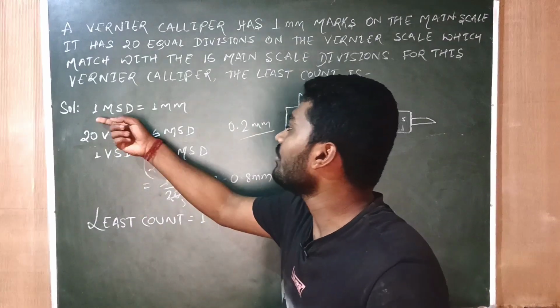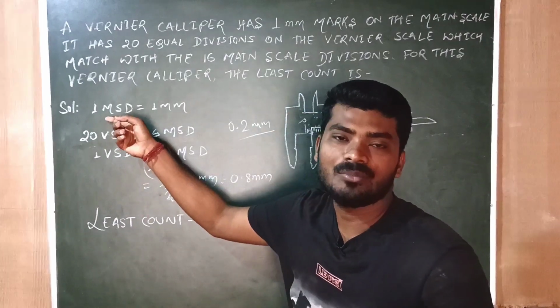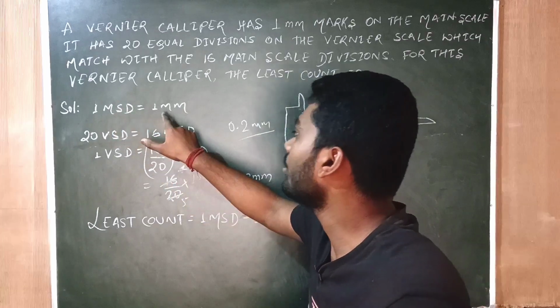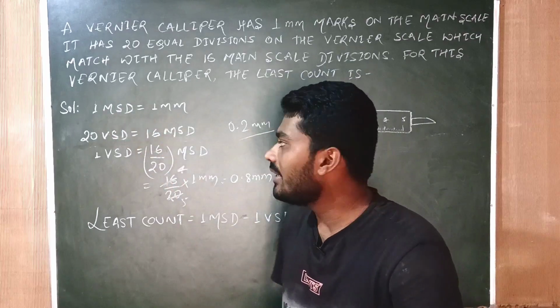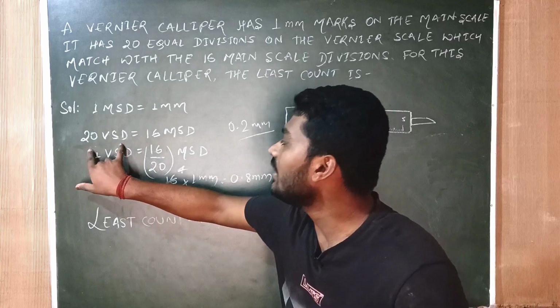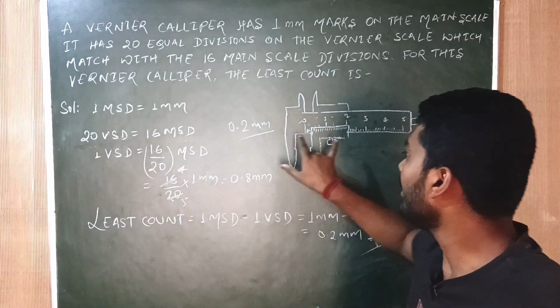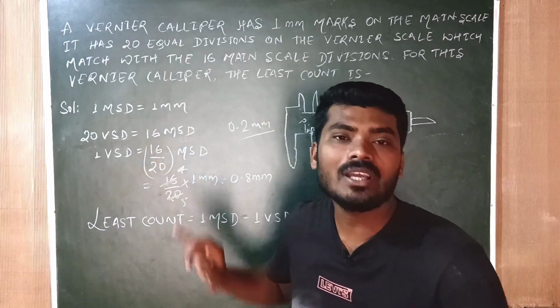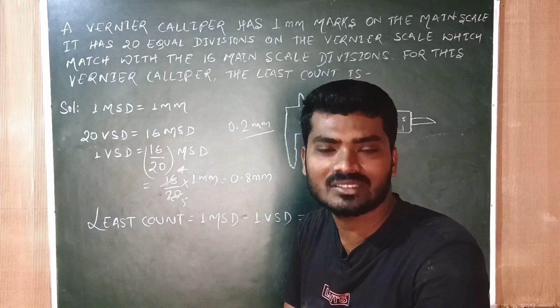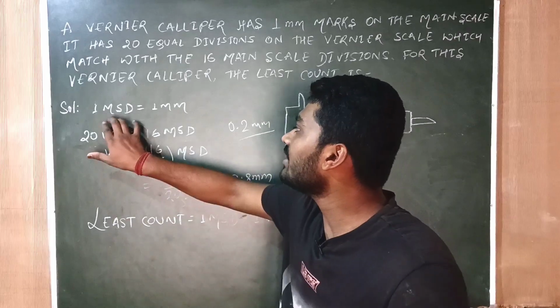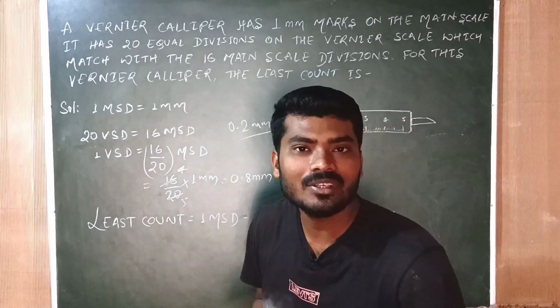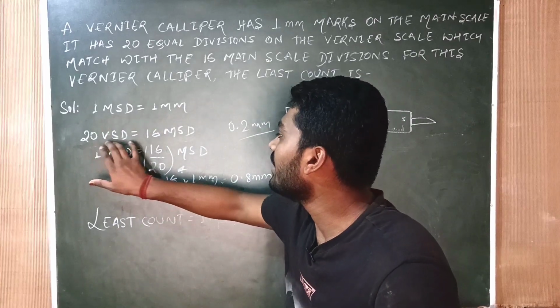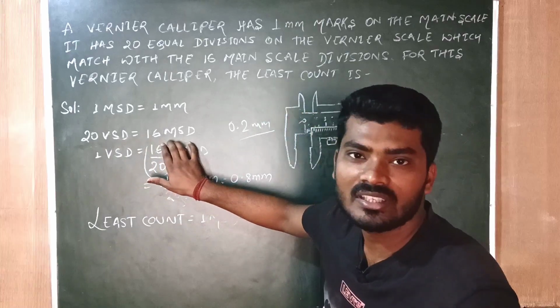Now we can say that one main scale division, one MSD, means one main scale division, which is equal to 1 millimeter, and we can write it as 20 vernier scale divisions equal to 16 main scale divisions. So we have to calculate the value of one vernier scale division. One main scale division is 1 millimeter, already given. So 20 vernier scale divisions equal 16 main scale divisions.